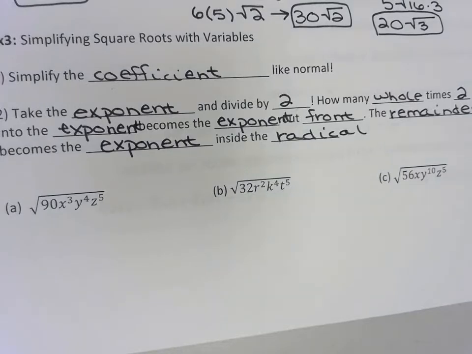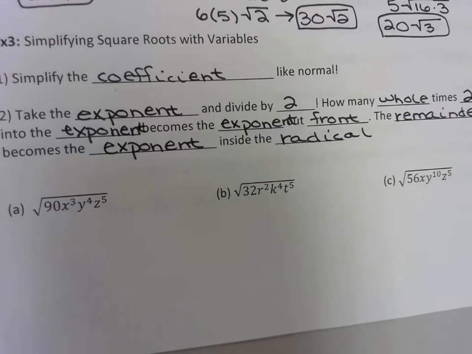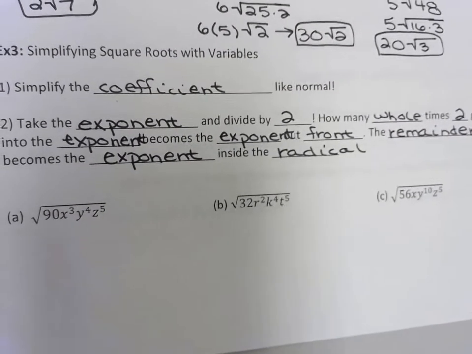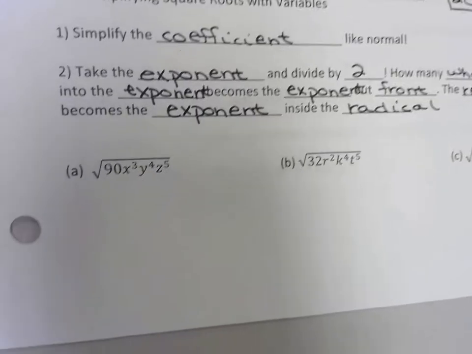So you're going to take the exponent, divide by 2. However many whole times it goes in becomes the exponent out front. Whatever your remainder is, that's the exponent inside. Okay? I'm not going to ask for questions yet because you're probably confused, but let's look at a couple examples.